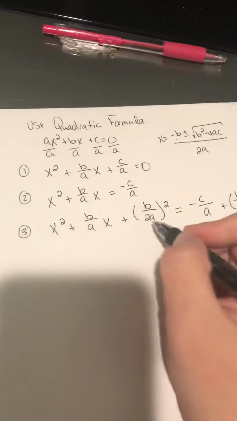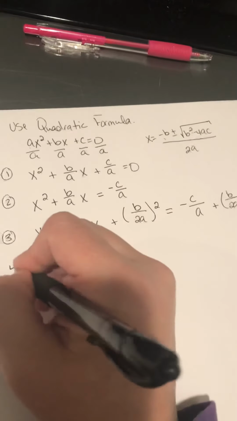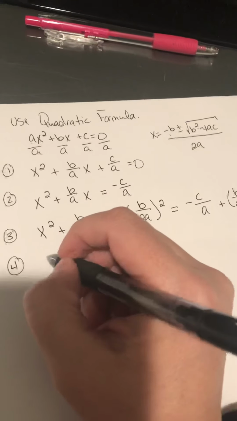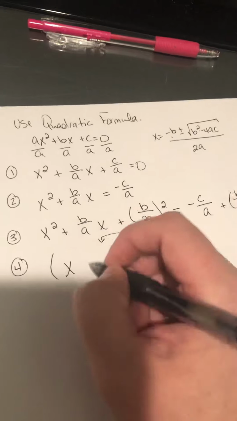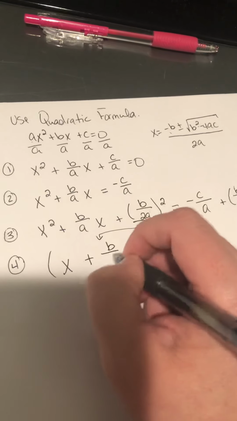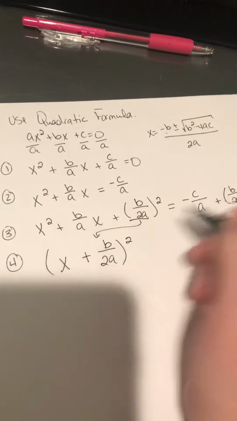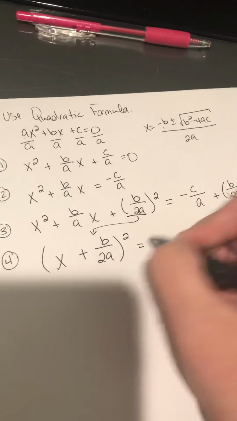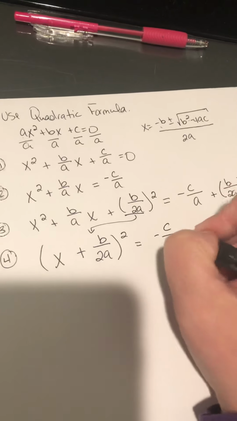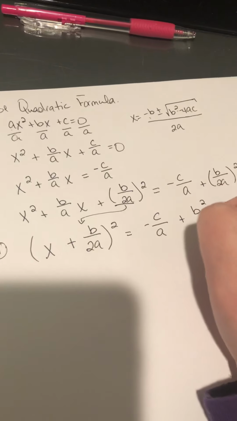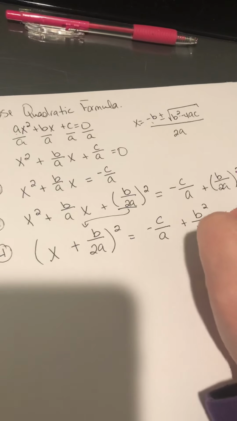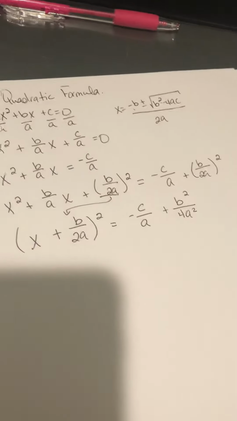Step 4 then is to slide this in. So I'm going to complete this. So I've completed the square, I've added it in. So now I can write this as x, and then again this goes here. So x plus b divided by 2a squared is equal to negative c divided by a, and then if I square this, I get plus b squared over 2 squared's 4 and a squared's a squared.